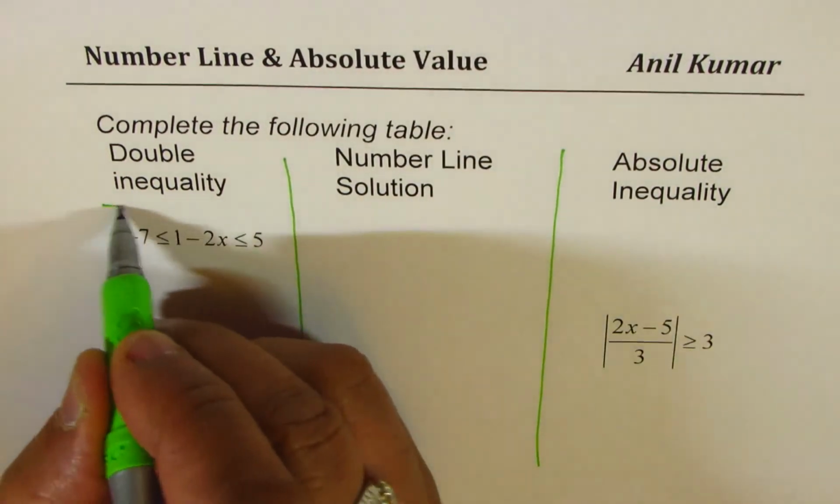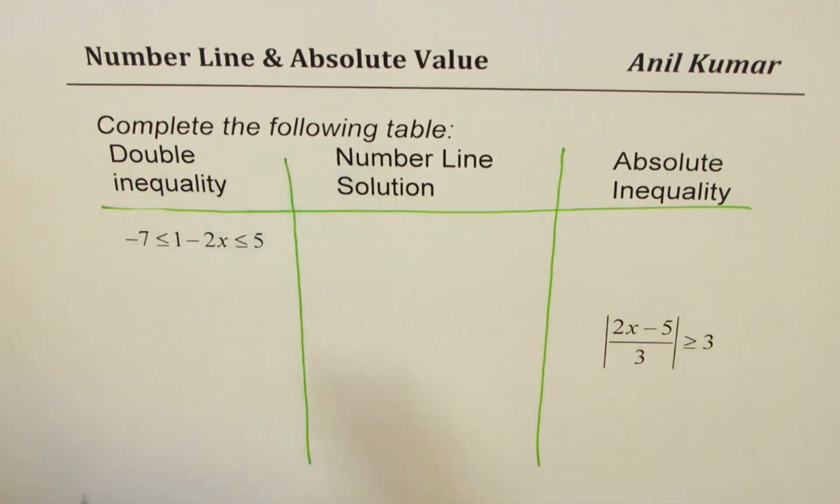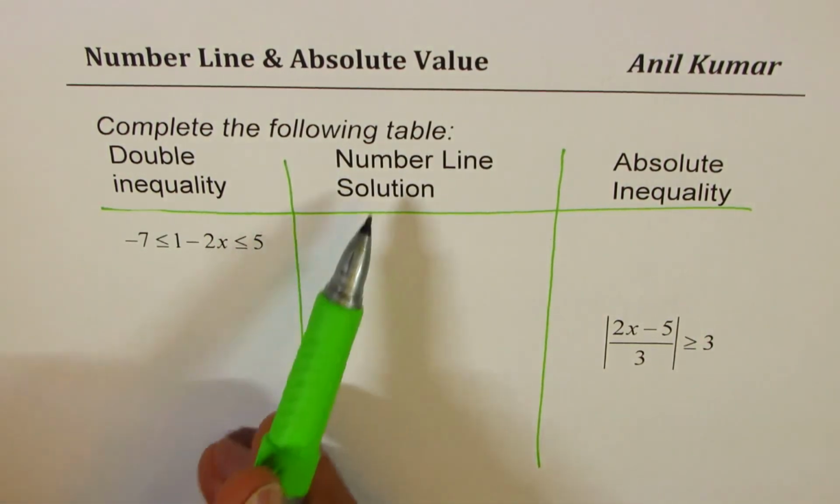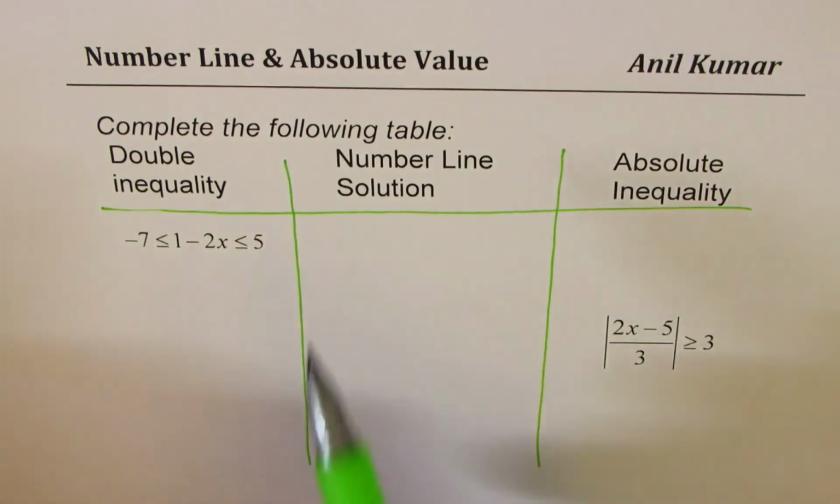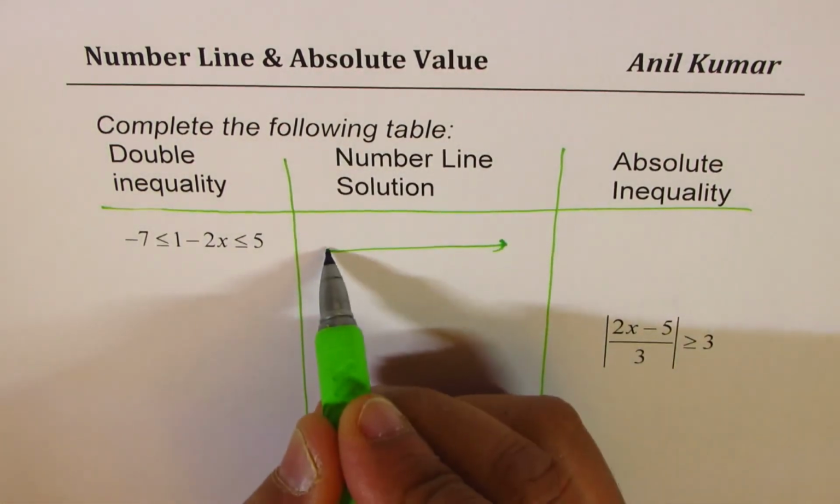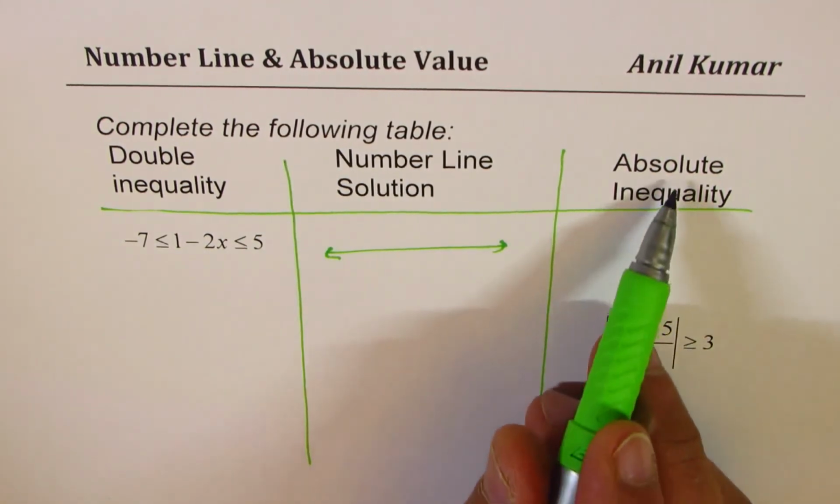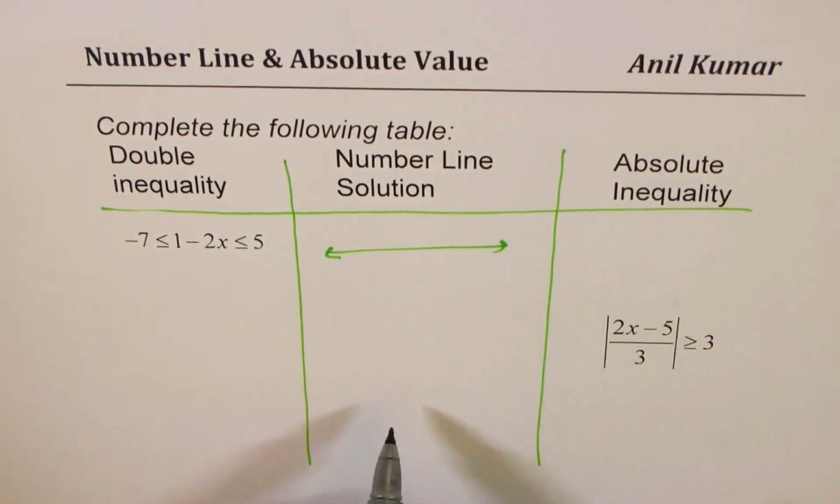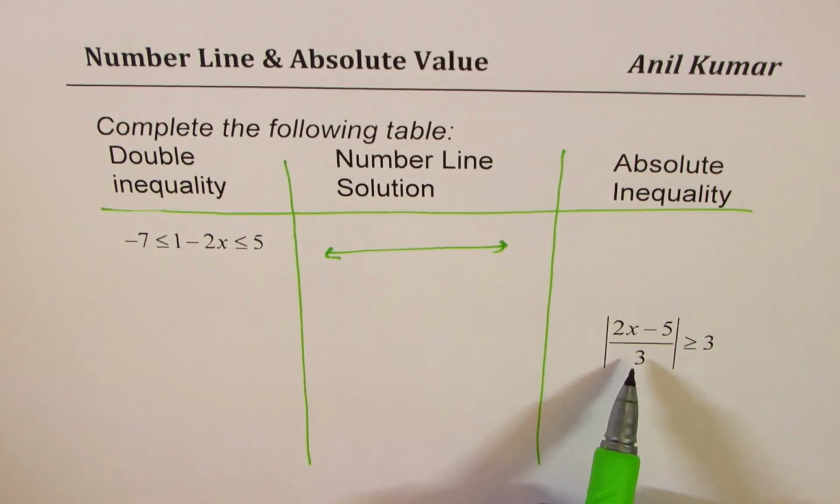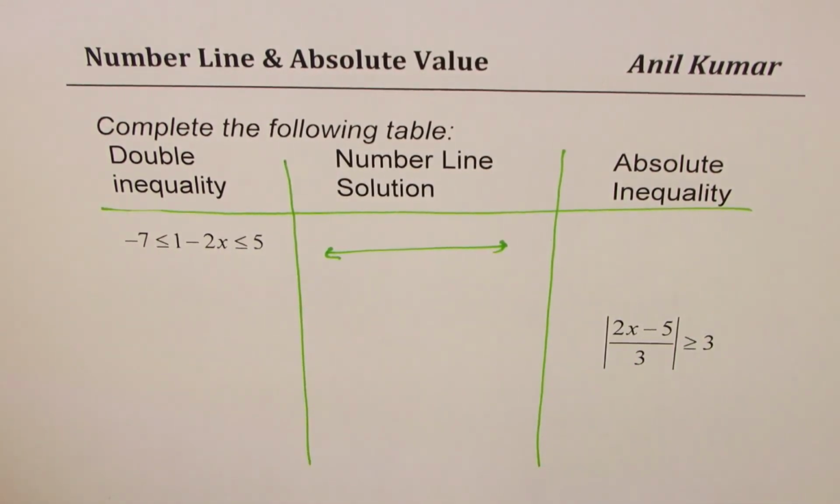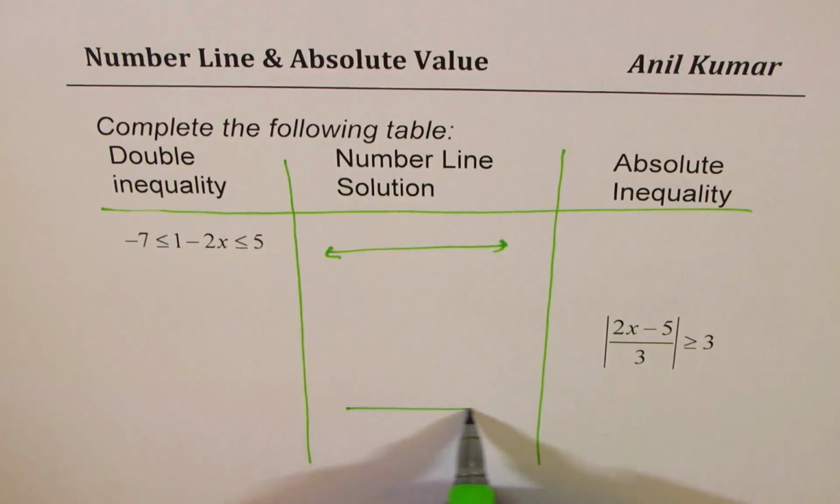Now let's move on to the last question. This is an extremely important test question. You need to complete this table. So what we have here is 3 parts. Well, we made a table here. You need to complete this table. For a given double inequality, write the solution on a number line, right? So on a number line. And also write it as an absolute inequality.